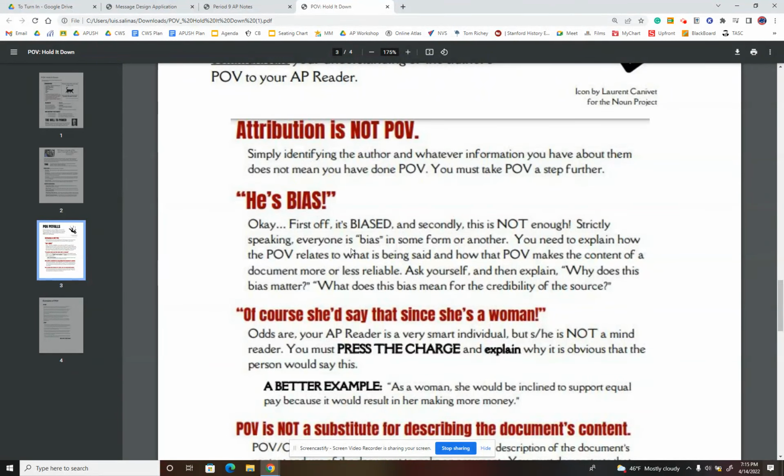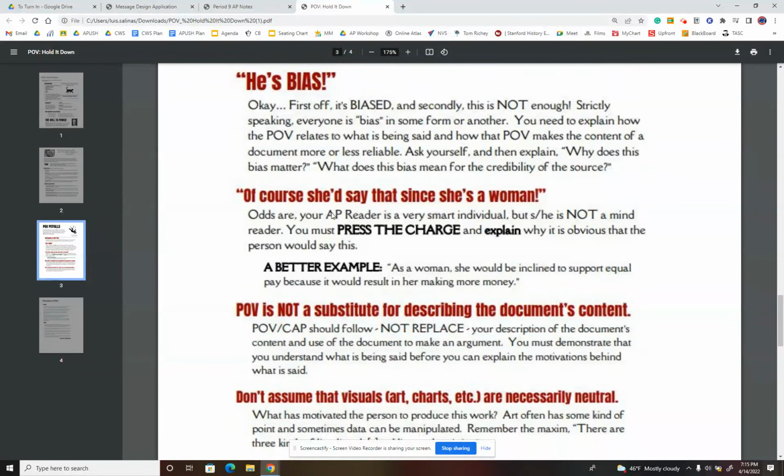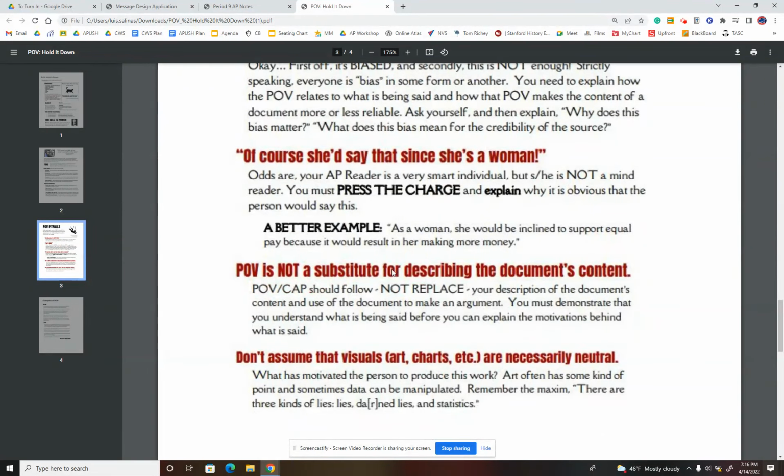And so I think this one here has helped, or I'm hoping that will help a lot of students, because that's one that I often think students make a mistake on. And then, of course, she'd say that since she's a woman, I try to give them examples of how to better address that, right? You have to be very specific as to what you're saying. So maybe a better example might be something like, as a woman, she would be inclined to support equal pay because it would result in her making more money. I think most people can understand that. That makes sense. Again, what does a person have to gain?